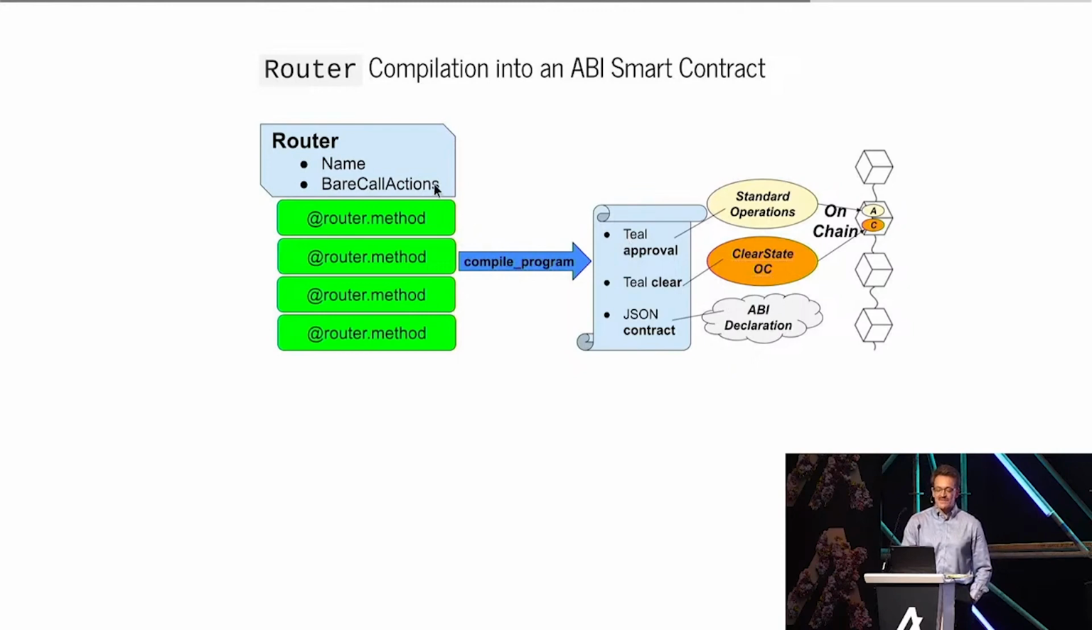Now, once you have the router object and you've attached methods by decorating functions, you call compile program, which creates 3 artifacts: an approval program, a clear program, and a JSON contract. The JSON contract doesn't live on the blockchain. It's kind of like a header file. If you've ever programmed in C or C++, like the .h file, it has the signatures. But the clear and approval program, those will end up on the blockchain.